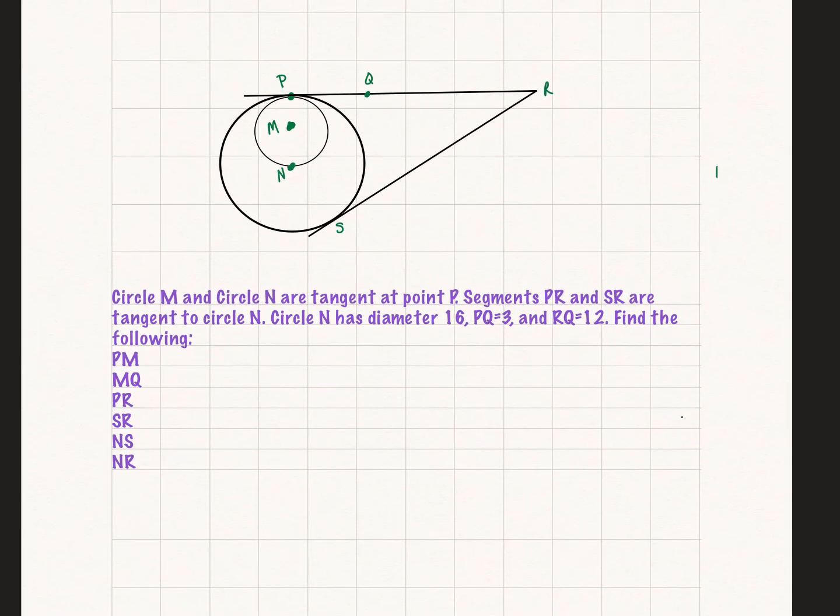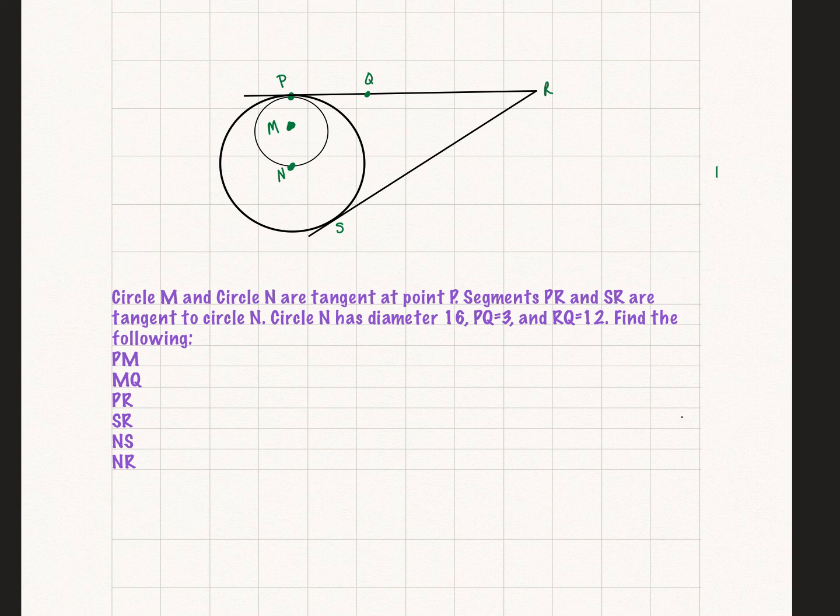All right, so here we are. Here's a problem for us to work on. So we have two circles. They are internally tangent. They have two tangent lines coming from R. One is tangent to circle N at point S. The other one is tangent to circle N at point P. So we want to take a look at these, and we want to find certain pieces of information.